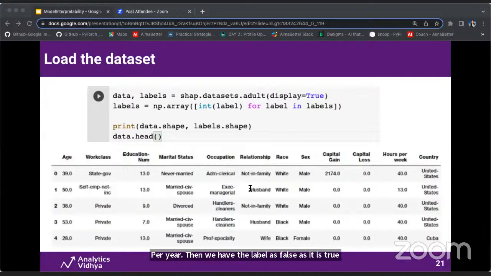Okay, so we have a total of 12 features in our data, and our objective was to predict if the income of a person will be more than $50,000 per year or less than $50,000 per year. Okay, so we are building and interpreting a classification model for this.